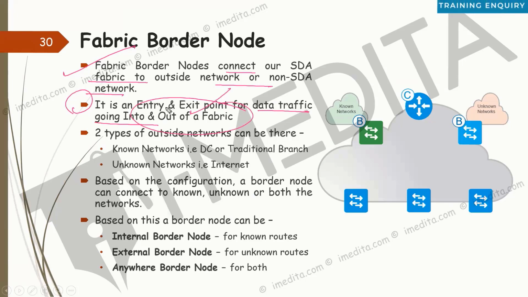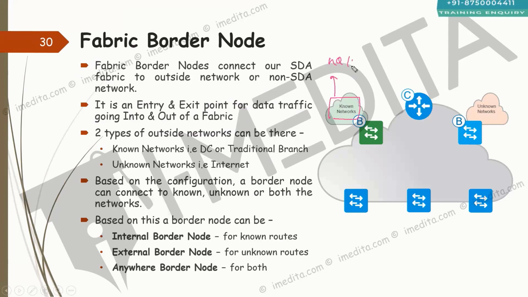Makes sense, okay? There are 2 types of network where we can connect. We can connect to our known destinations, such as headquarters, data center, branches, all these locations. And then unknown networks, such as the internet, public cloud, AWS, Azure, and all those things. So there are 2 types of outside network that we want our SDA network to connect to: a known network, such as a data center or a traditional branch, and an unknown network, such as the internet or some public cloud.